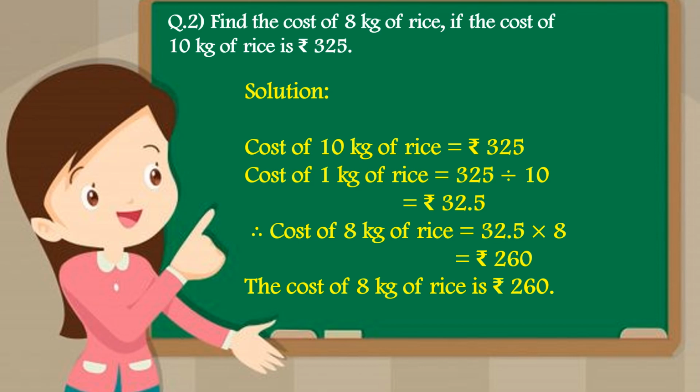The cost of 8 kilograms of rice will be, from 1 we have to find many, so we will multiply. So 32.5 into 8, that is rupees 260. Therefore, the cost of 8 kilos of rice is rupees 260. Are you all understanding it, children? Any doubts, you can come to me and ask your doubts.